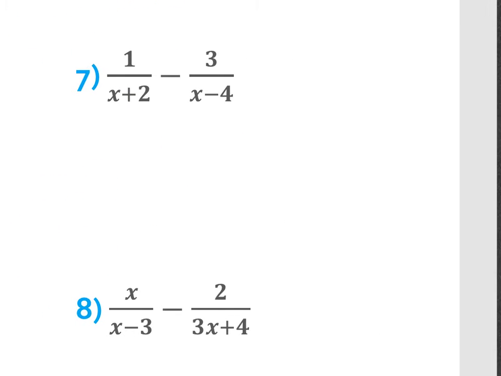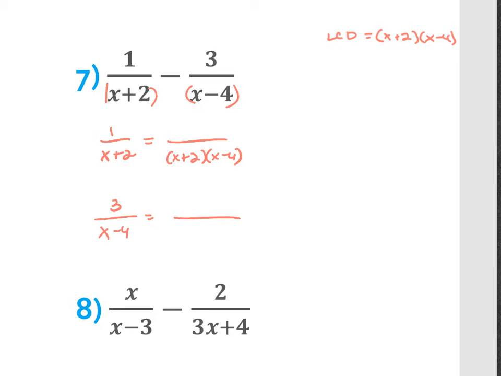Now I've got x plus 2 and x minus 4. Those are not the same things. They are their own expressions, which means my least common denominator is the product of the both of them. So I have to make 1 over x plus 2 have the denominator x plus 2, x minus 4, and I have to make 3 over x minus 4 have the denominator x plus 2 times x minus 4. What's missing from here to there is the x minus 4. I multiply that times 1, and I get x minus 4.